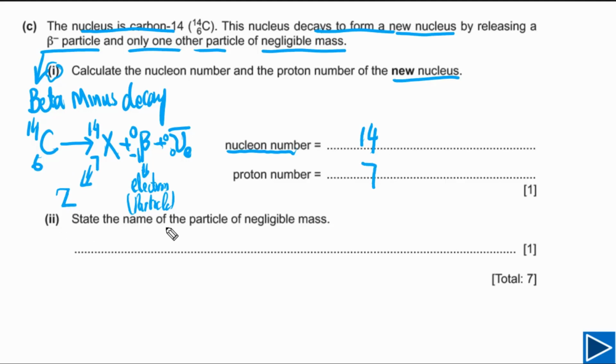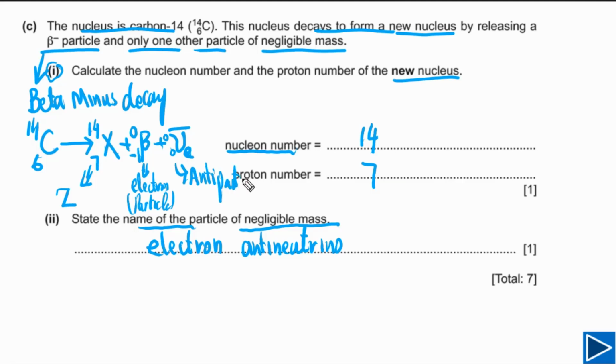The next part is asking us to state the name of the particle of negligible mass. So this is the electron antineutrino. Now you need to understand, if the electron is a particle, this one has to be an antiparticle, which means it has to be an antineutrino. This is the point you need to remember.